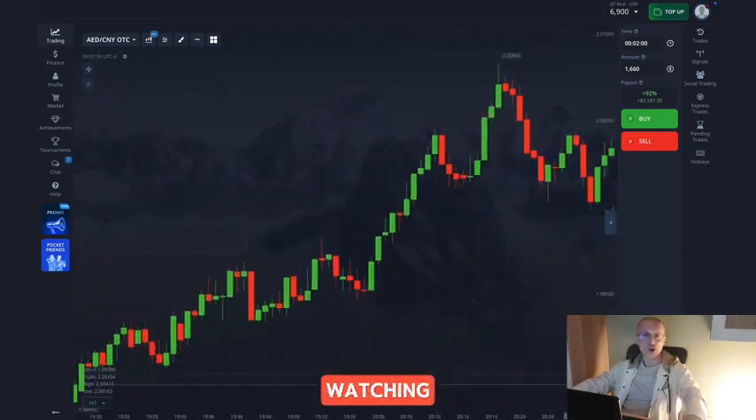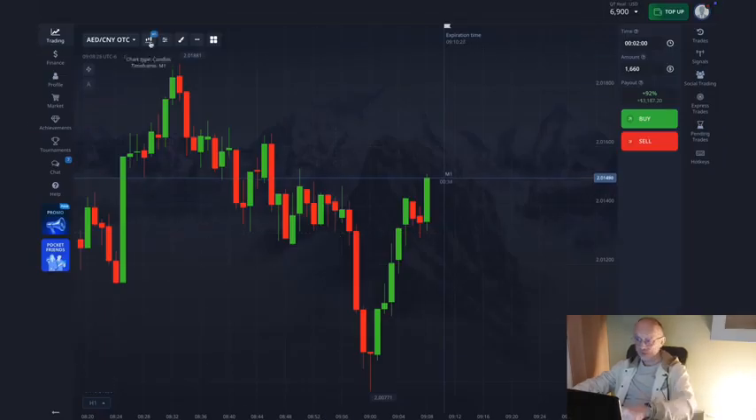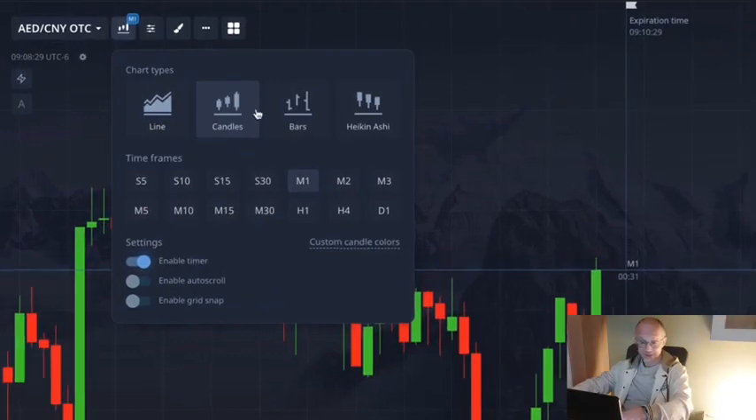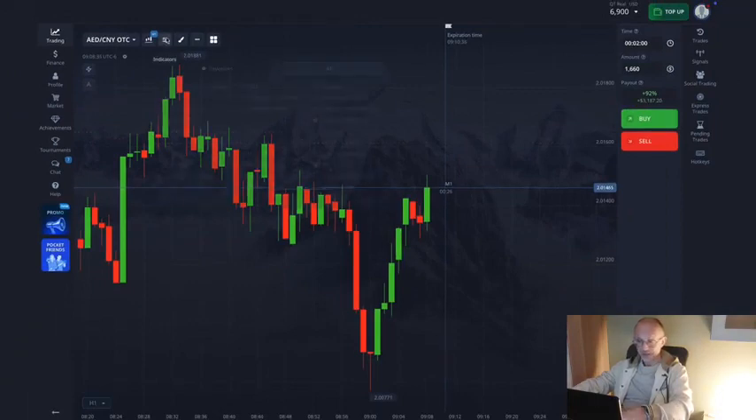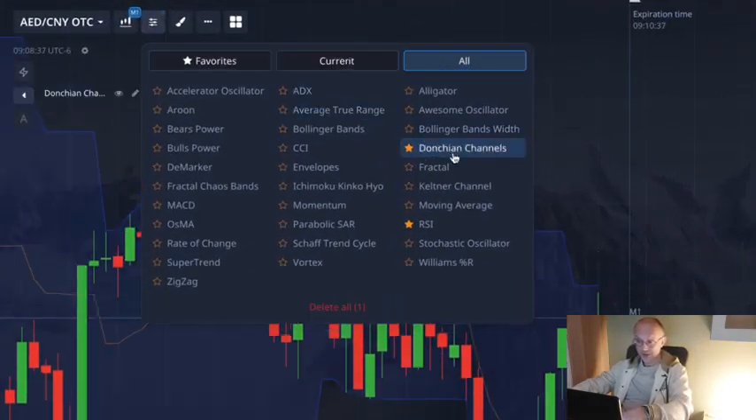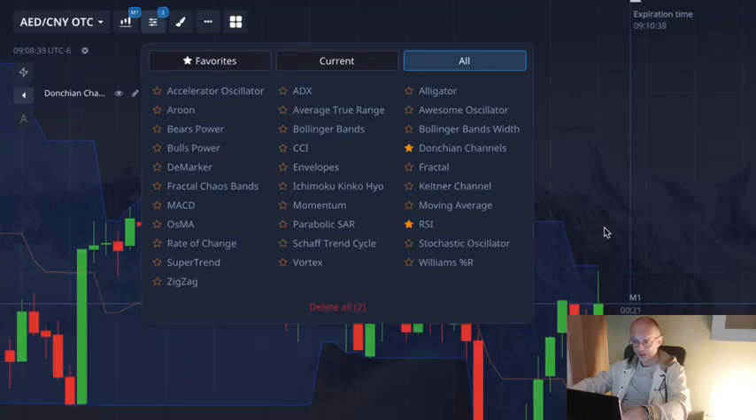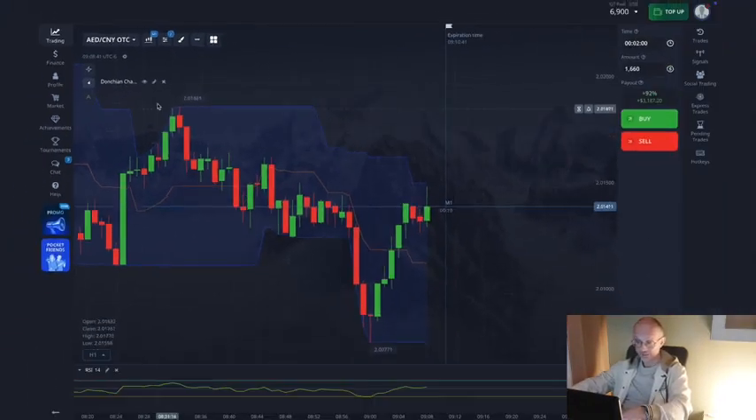So, enjoy watching. First, let's prepare the tools for work. I'm setting classic candles and the time frame is 1 minute. Let's go to the Indicators tab and select the Donchian channels and the RSI.